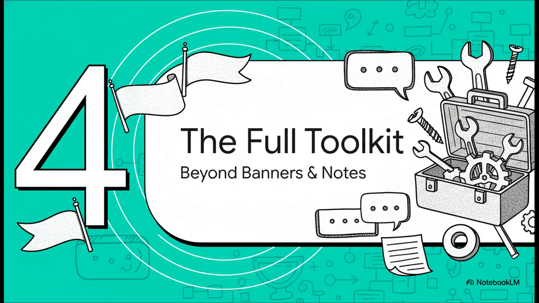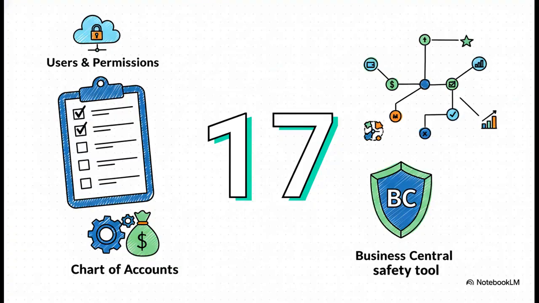Now, while the banners and notes are definitely the core safety features, the toolkit actually includes a couple of other really powerful tools designed to make a consultant's life just a little bit easier. So let's take a quick look at those. For starters, it comes with a built-in implementation tracker, and it's preloaded with 17 standard setup milestones. So for any new client project you spin up, you immediately have a checklist covering all the fundamentals, from the chart of accounts all the way to users and permissions.